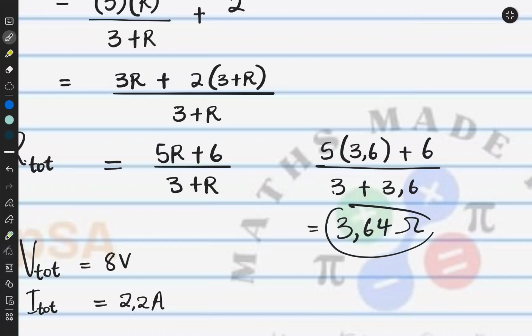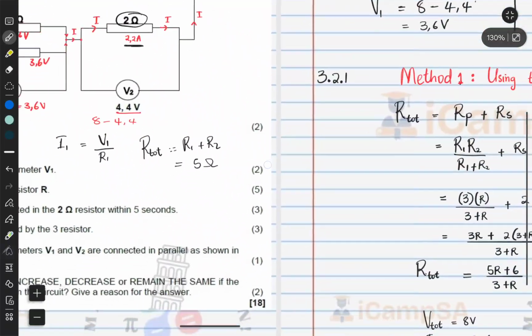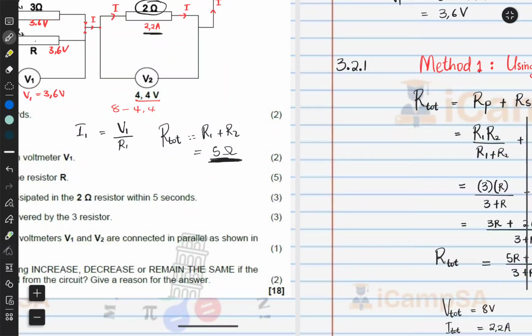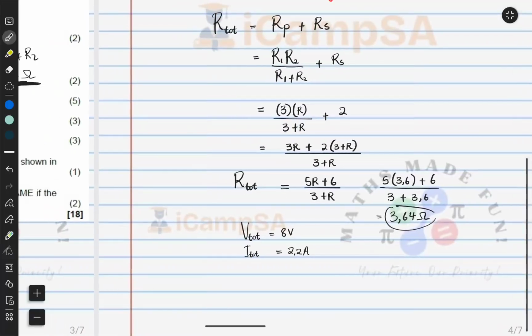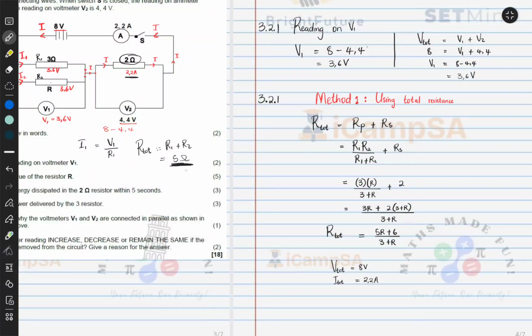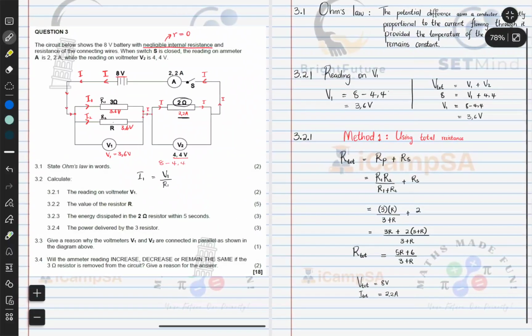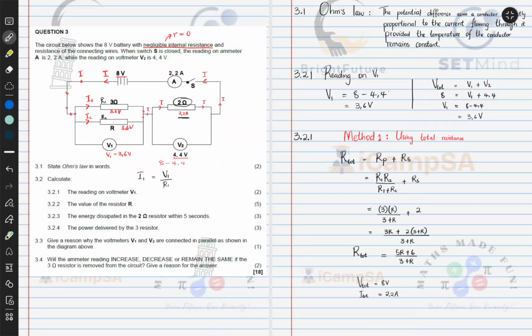Okay, this is the initial one before we remove the 3 ohm resistor. Now once we remove the 3 ohm resistor, our new total becomes 5 ohms. So you see the total increased, right? That's the first thing we have to note. So what happens if you increase the total resistance of a circuit? If you increase the total resistance of a circuit, the current will be affected. In what way? Since current is inversely proportional to resistance, the current will have to decrease because the resistance has increased.